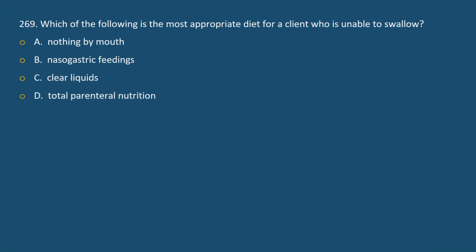Question 269. Which of the following is the most appropriate diet for a client who is unable to swallow? A. Nothing by mouth. B. Nasogastric feedings. C. Clear liquids. D. Total parenteral nutrition.